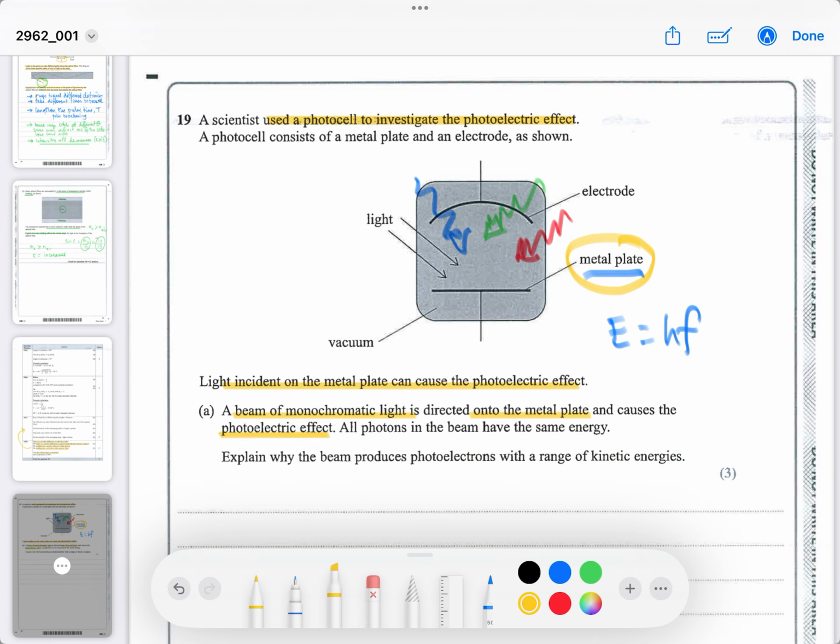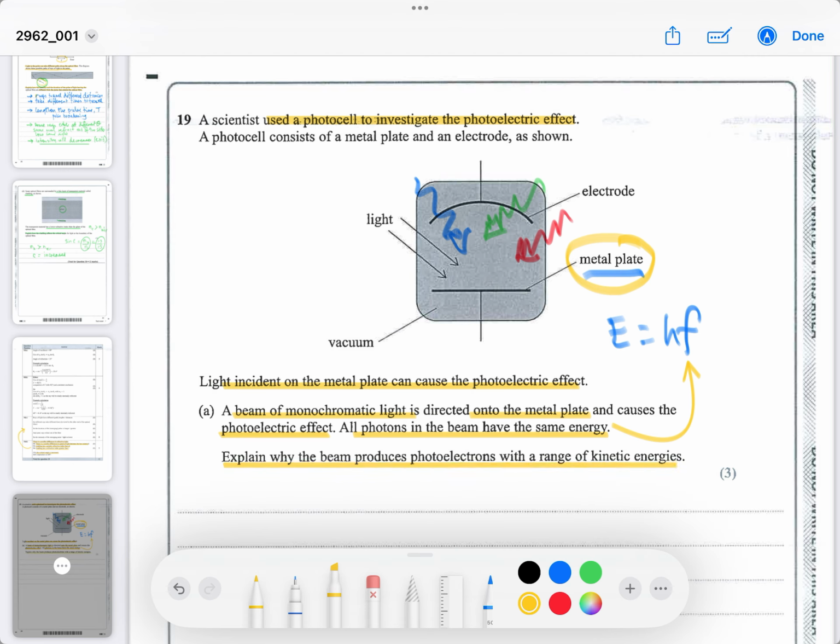Therefore, because it's monochromatic, it's a single frequency, all photons have the same energy, depending on which color or which frequency they use. That's the frequency, that's the energy. And then you've got to explain why, if they all have the same photon energy, you come up with a range of kinetic energies?